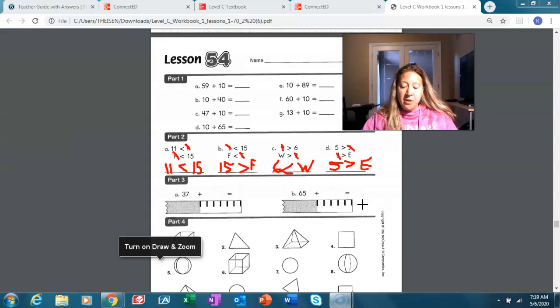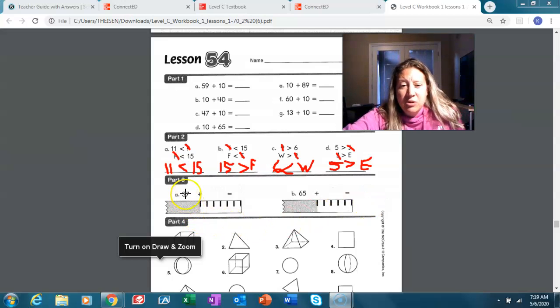The rulers in part 3 show centimeters. They have a shaded part and an unshaded part. You can't see the whole shaded part, but the number above the shaded part tells how many centimeters long the shaded part is. So touch A. What is the shaded part? 37. And so now you need to count how many centimeters long the unshaded part is and write the number above it.